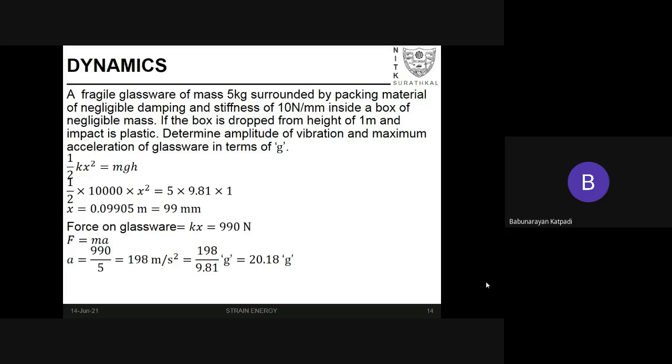So we know K is 10 newton per millimeter. We convert it into newton per meter because we are substituting for G in terms of meters per second squared. So it becomes 10,000 newton per meter. 10 newton per millimeter is 10,000 newtons per meter. X squared is to be determined.